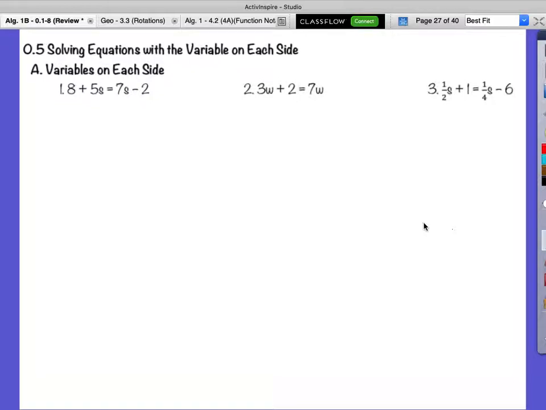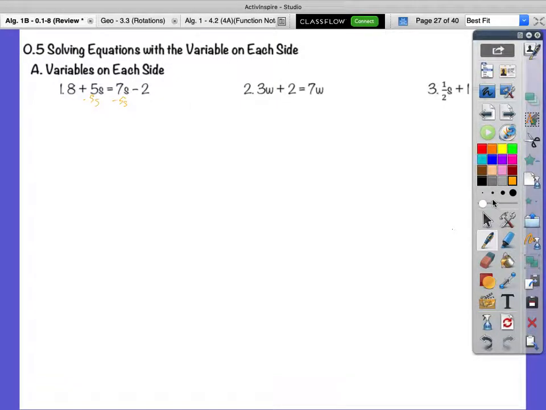So, our end goal, do we want to have s's on both sides at the end? No, we want to have them all together, don't we? Okay, so we're going to subtract one of them to the other. Now, let's think about this logically. We could either subtract 5s from both sides, or what could we do instead? We could subtract 5s, or we could subtract 7s.